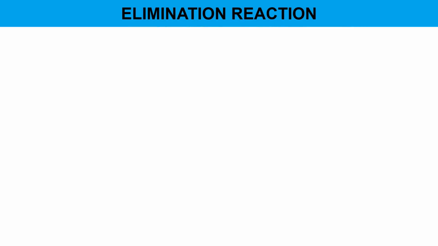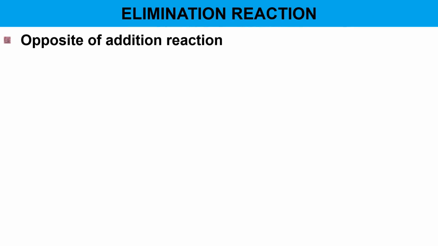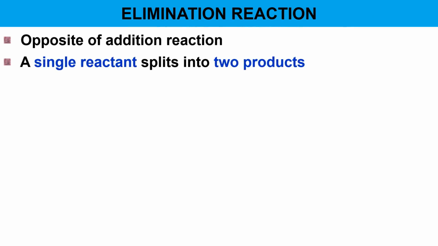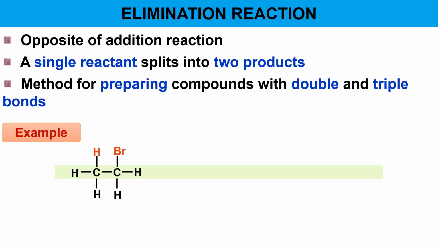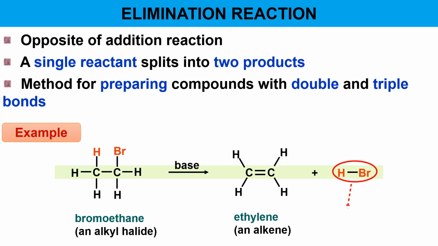Elimination reaction. The opposite of addition reaction. A single reactant splits into two products. From saturated becomes unsaturated. A method for preparing compounds with double and triple bonds. Example: a haloalkane undergoes elimination in the presence of a base to produce an alkene, which is unsaturated, and a small molecule, HBr, is eliminated.